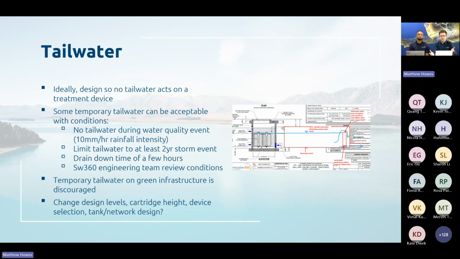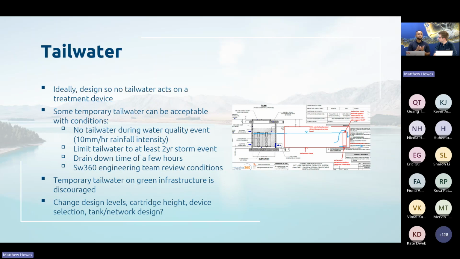So how can we design to manage tailwater? Ideally, when we design, there will not be tailwater acting on a treatment device, as Matthew explained. It reduces the effective driving head. It can also have maintenance issues. So when we design, even temporary tailwater is discouraged.